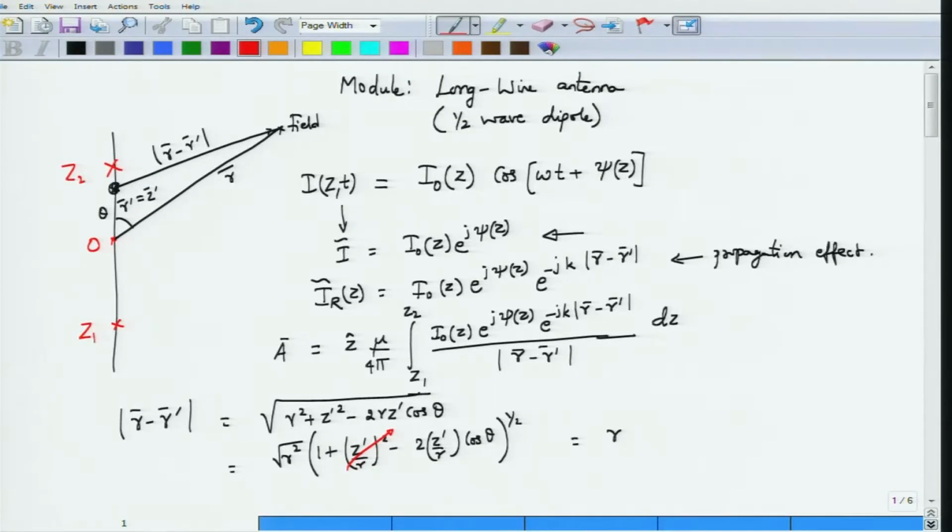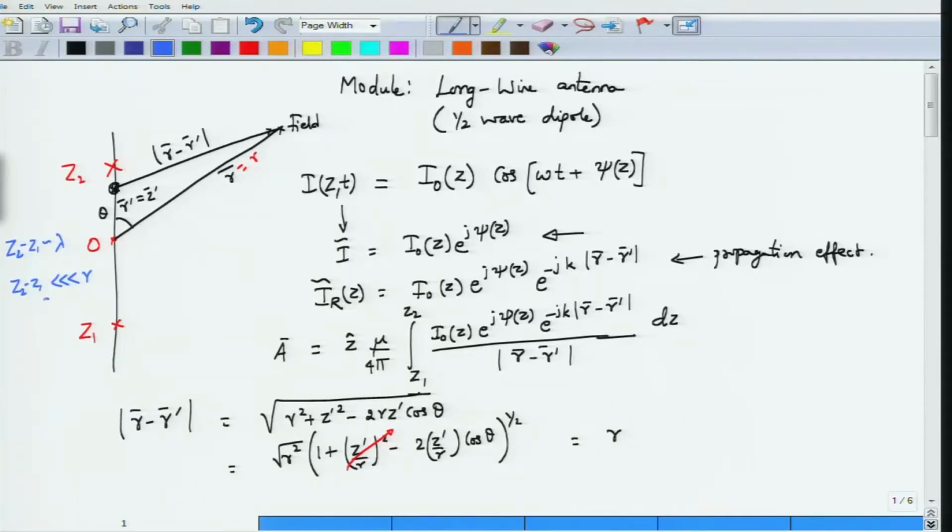We have already said that r by itself is quite large, and what is r? r is the magnitude of the distance from the origin to the field point. If I neglect z prime divided by r, in effect I am saying that it does not matter where on the antenna you are, because the antenna length itself is quite small compared to the distance r. But remember, the antenna length is not small with respect to the wavelength. This is where some people get confused. What we are saying is that the antenna length, z2 minus z1, is appreciable compared to lambda, but z2 minus z1 is still very small compared to the distance of the field point from the origin.